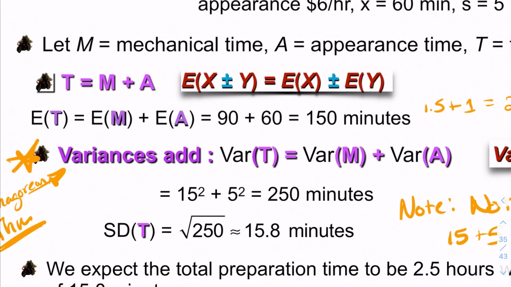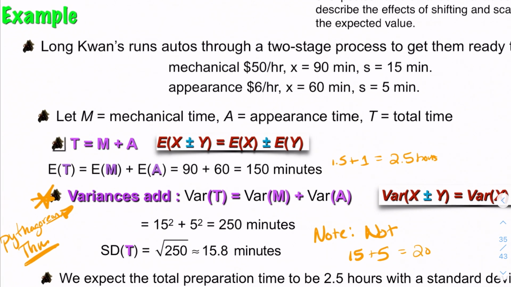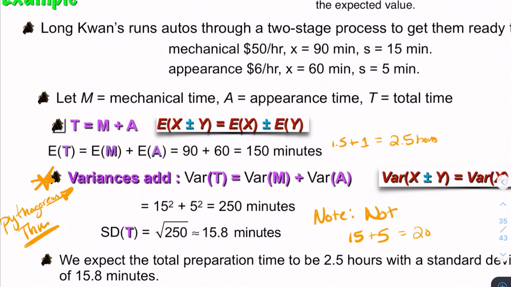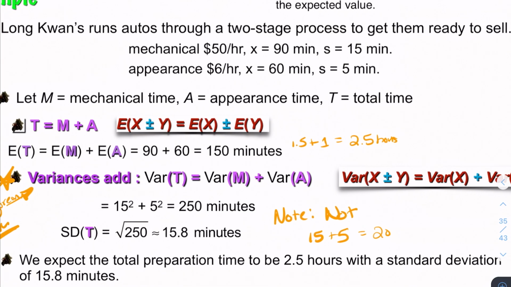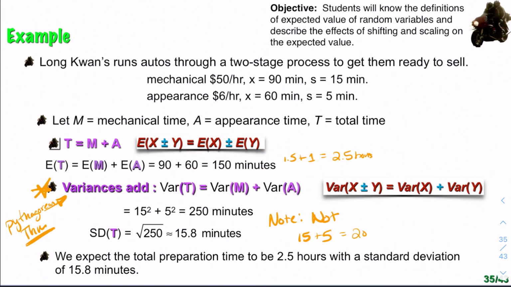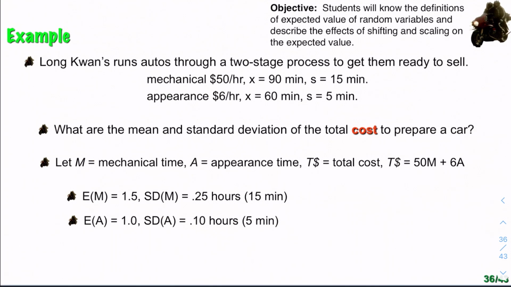So we expect the total preparation to be 2.5 hours, or 150 minutes, with a standard deviation of about 15.8 minutes. Again, we could convert that to hours, and we will in just a second. So I hope that work matches. Our expected values we just add, but we add the variances, not the standard deviations.